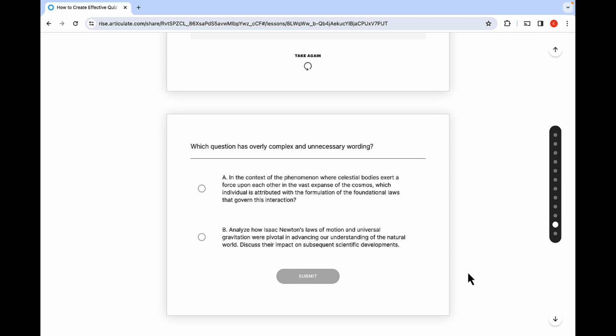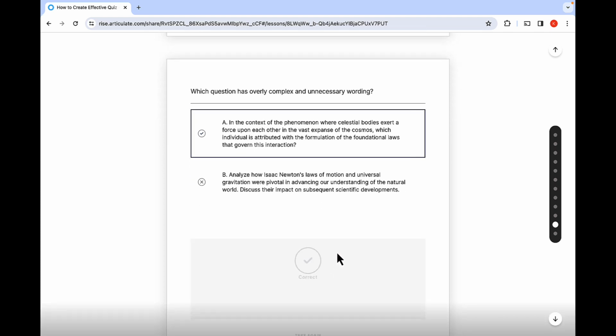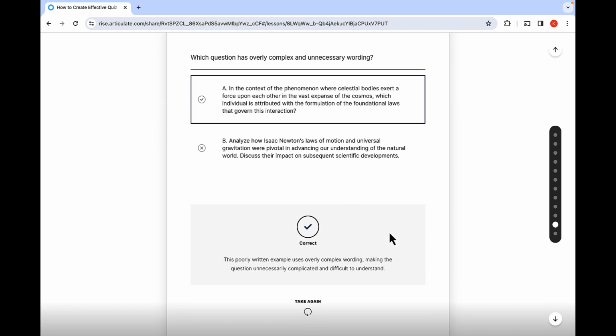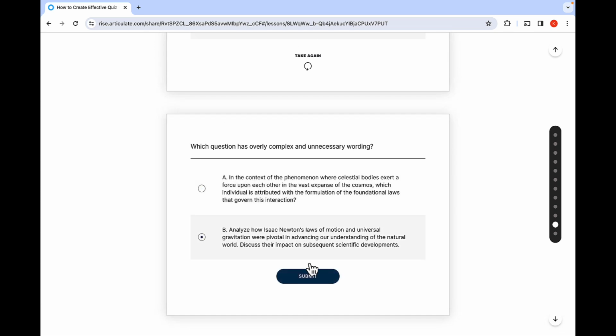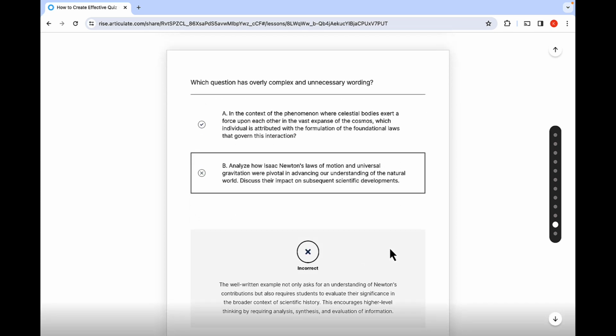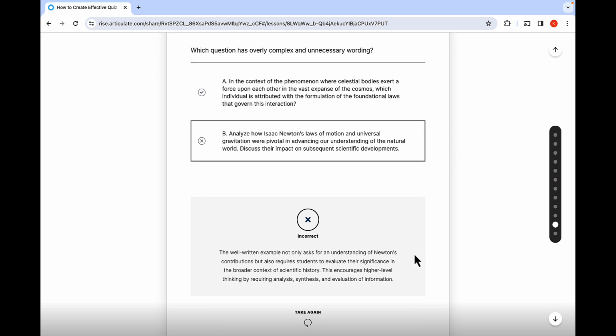Or B. Analyze how Isaac Newton's laws of motion and universal gravitation were pivotal in advancing our understanding of the natural world. Discuss their impact on subsequent scientific developments. Here the correct answer is A. This has overly complex wording. However, if you were to take this again and choose B, this one is a good question.